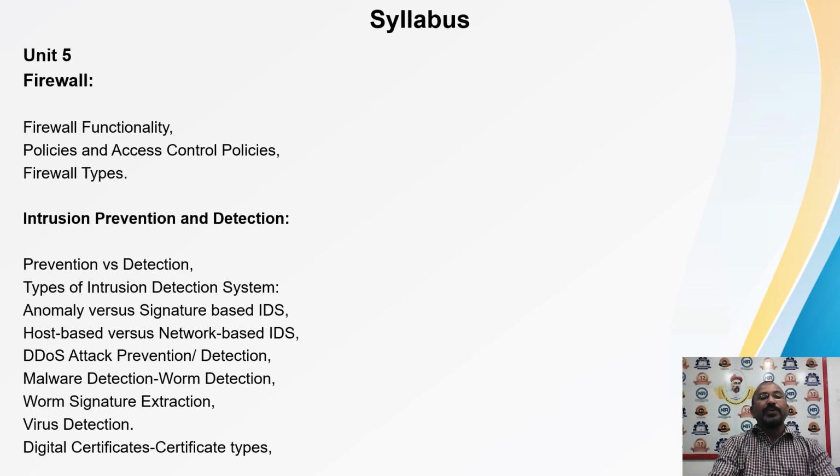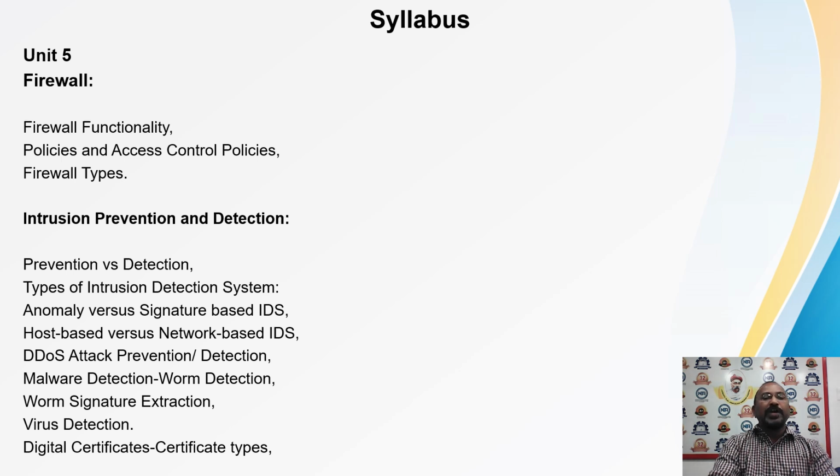Unit number 5, the firewall. Basically, a firewall is used to protect any organizational systems from intruders, from hackers. There are various firewall types that we will discuss. Then next is intrusion prevention and detection, that is the IDS. There are various types of IDS for protecting software systems.